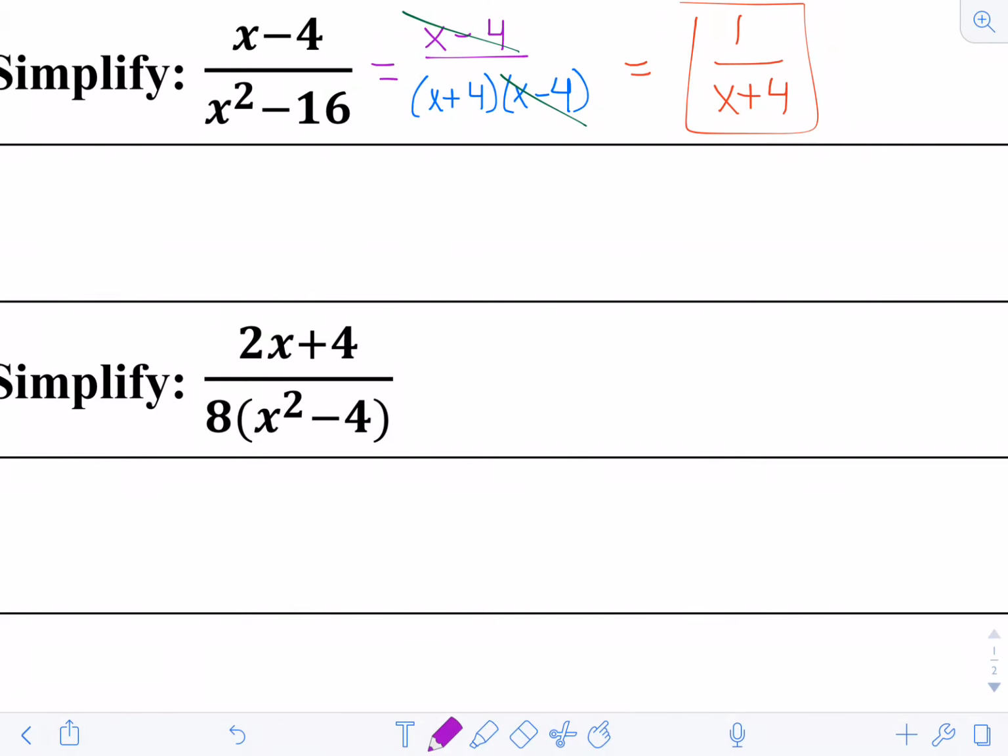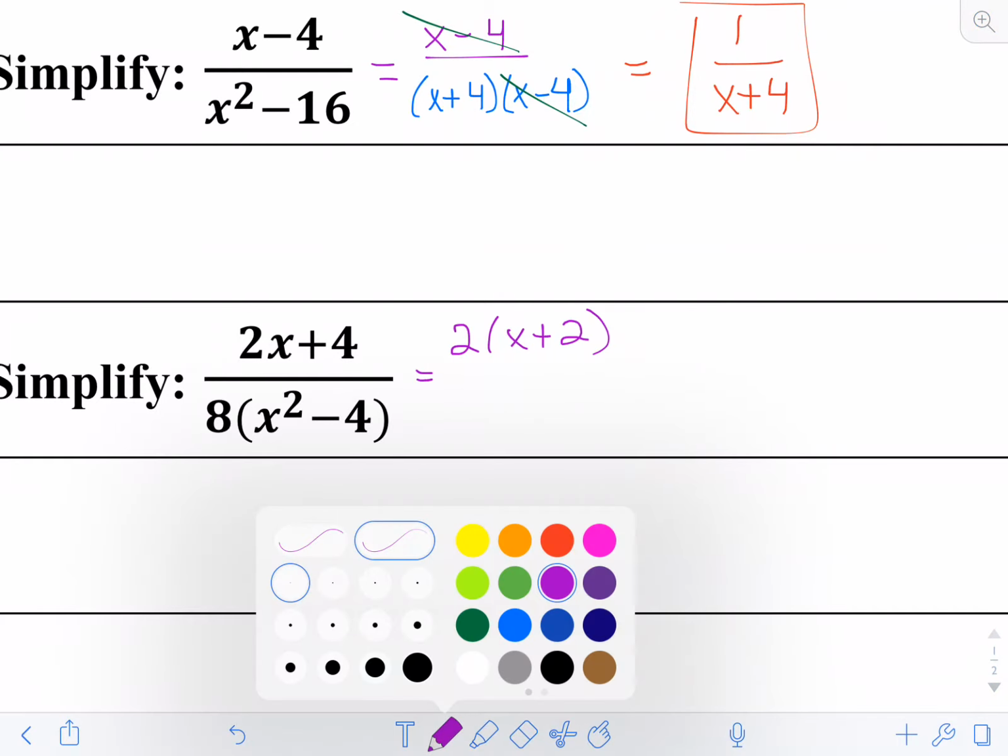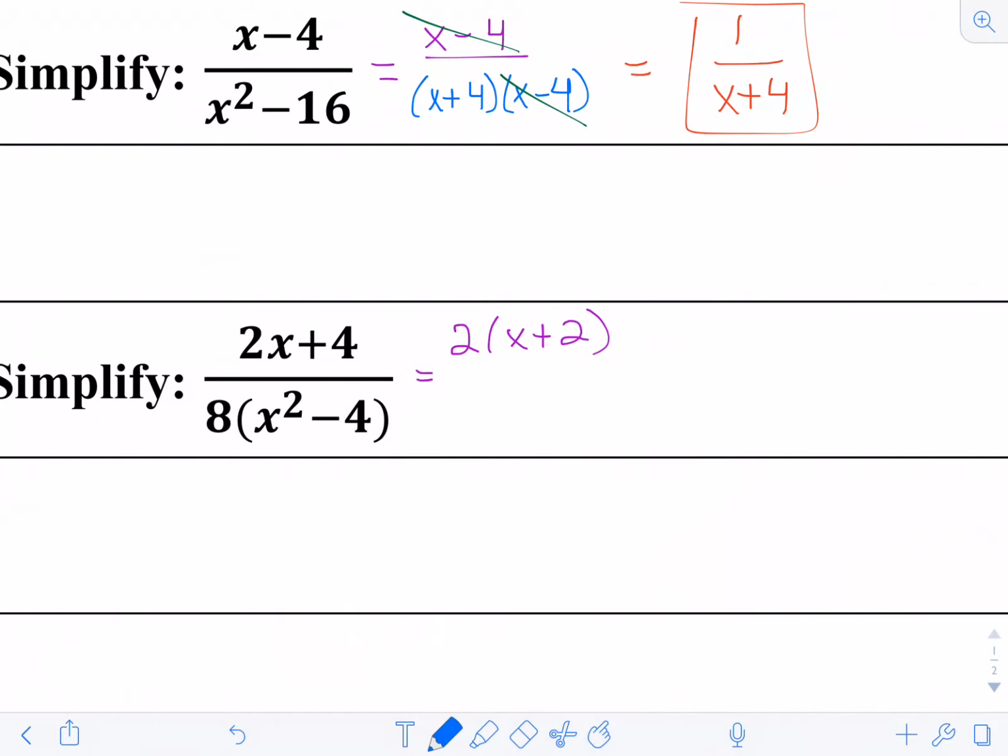Second one, I'm going to simplify. So I'm just going to look at this as 2 separate things. First, I'm going to look at the numerator. I have 2x plus 4. So what I can do is I can pull a 2 out of the entire expression. So I'm left with an x plus 2. And in the denominator here, okay, I'm going to leave my 8. And this x squared minus 4, I can factor that to be x plus 2 and x minus 2.